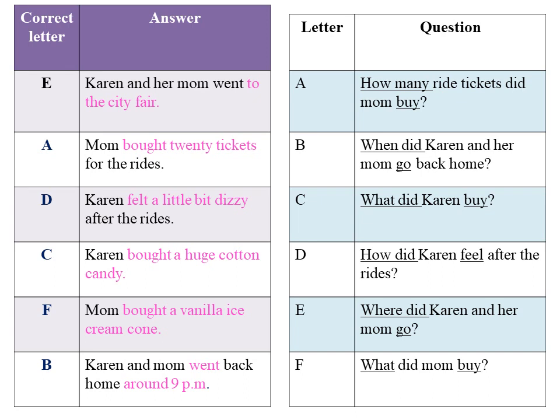What should be the question to get Karen bought a huge cotton candy as the answer? Yes, it's C. What did Karen buy? Can you tell me the question number for the answer Mom bought a vanilla ice cream cone? Correct. It's F. What did Mom buy? Okay, the last one. To get Karen and Mom went back home around 9 p.m. What question should be asked? Good. Yes, it's B. When did Karen and her mom go back home?